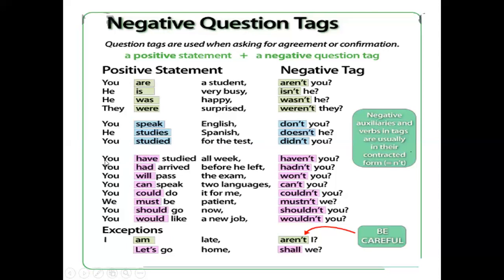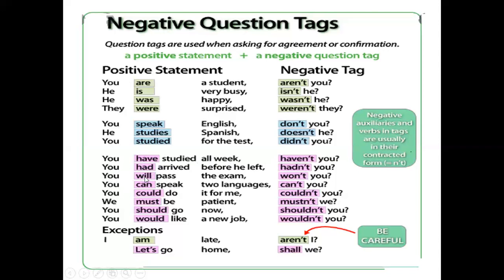Okay, let's see this category. You have studied all week. Okay, you have studied. Have, it's followed with past participle. Have positive صارت haven't you. You had arrived before he left. Had وراها أجا فعل تصريف ثالث. Hadn't you? You will pass the exam, won't you?